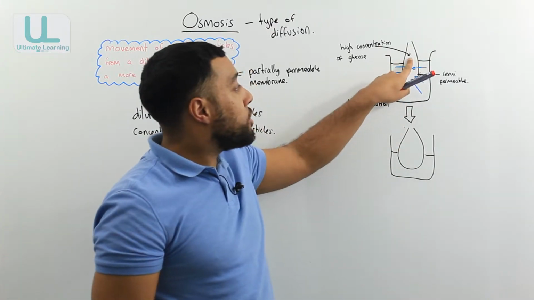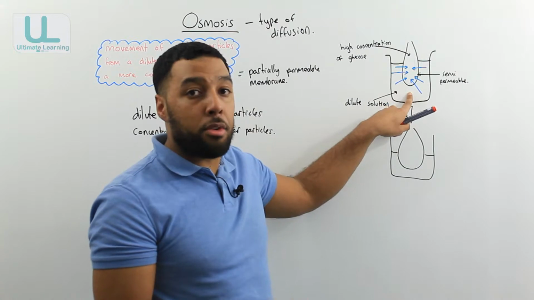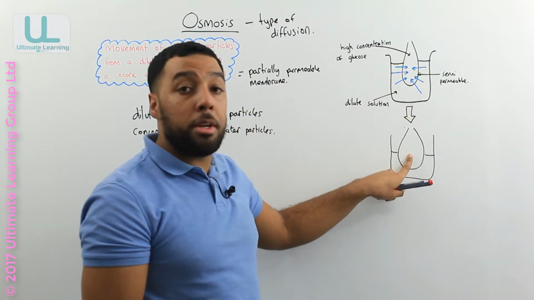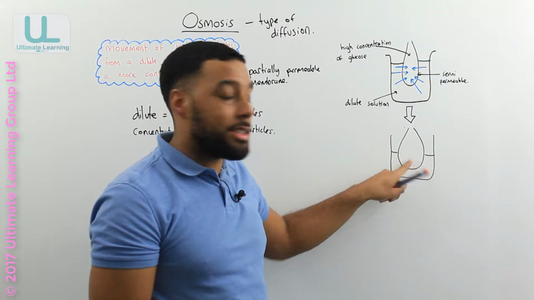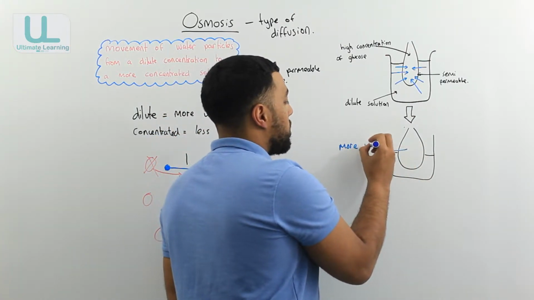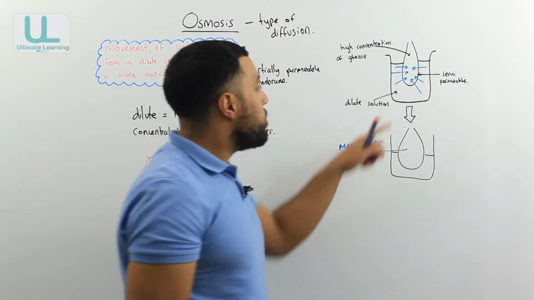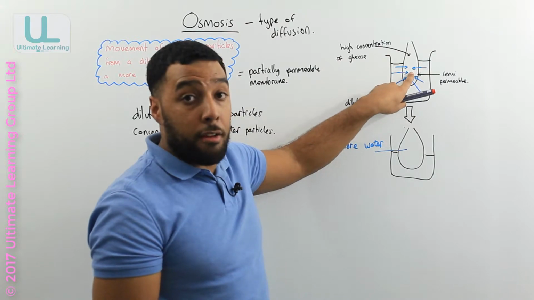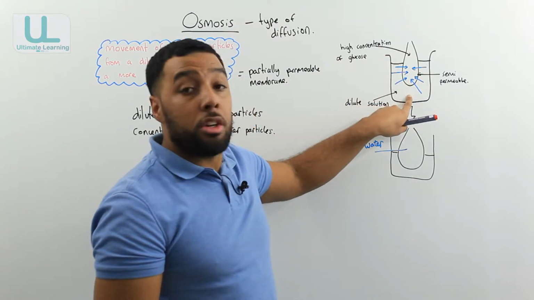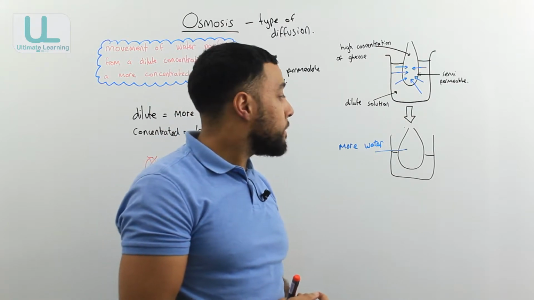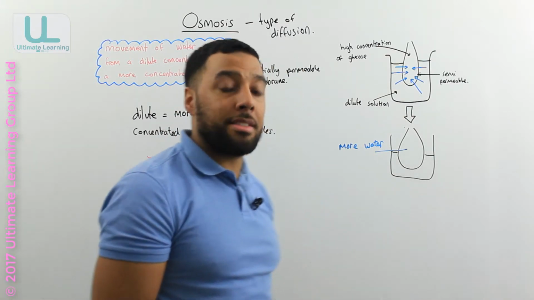If we was to leave this tubing in the beaker for a while, you'd come back and you'd see that the tubing has increased in size. It now has more water. And osmosis will happen until the concentration inside of the tubing is similar to the concentration outside of the bag. Now, why is this important for our cells?